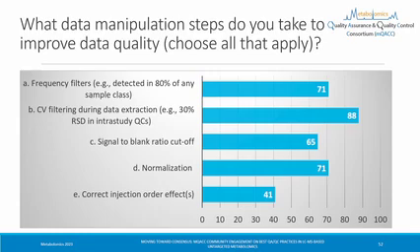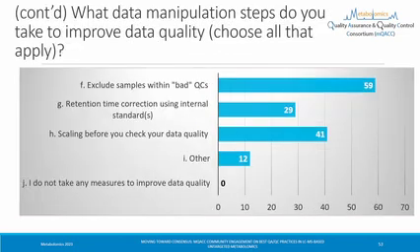And you can see here, the most common was CV filtering of features, where typically cutoffs of 20 or 30% RSDs were used for intra-study QCs. Normalization and frequency filters were the next most common, with about 71% of the audience using those. You can see a little bit surprising in terms of injection run order effects. That was done a little bit less, with 41% looking at that.